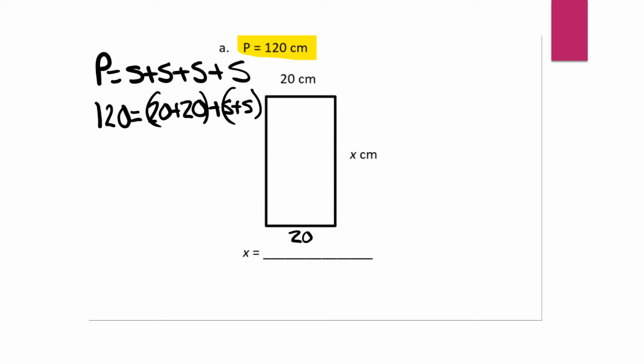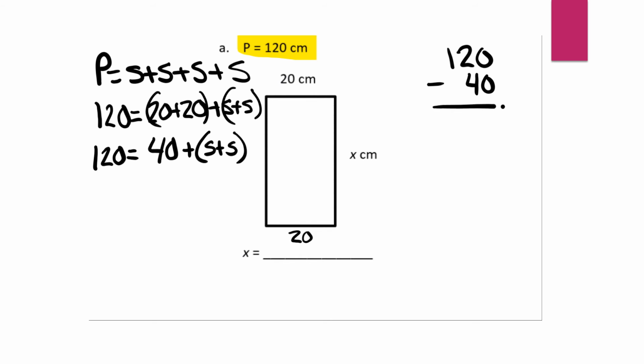Now I have some part of this problem I can do right now. I know what 20 plus 20 is. So on my next line, I'm going to answer that and write in 40 plus my missing sides. Now 40 is those two, the top and the bottom, together. I need to take that away from my perimeter so I can find the missing piece. So I'm going to take 120 minus 40, and I know that's 80. So now instead of having 120, I have 80 equals my two sides put together.